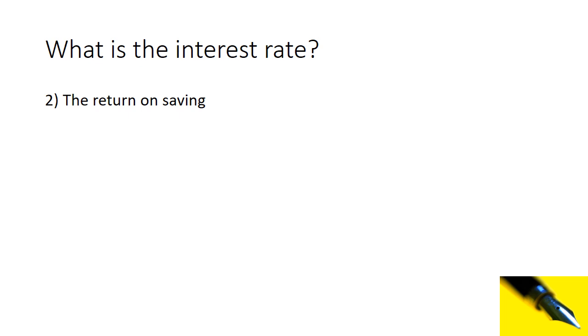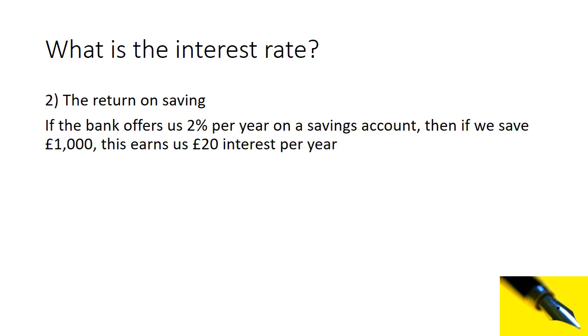The other dimension to the interest rate is the return on saving money. So it's the income we receive when we save money. So let's say we have a savings account, and if the bank is offering us 2% per year on our savings account, then if we save £1,000, this is earning us £20 of interest per year. So £20 interest per year, because it's 1,000 multiplied by 2 out of 100, or 0.02, which means we're earning £20 interest per year in this example.